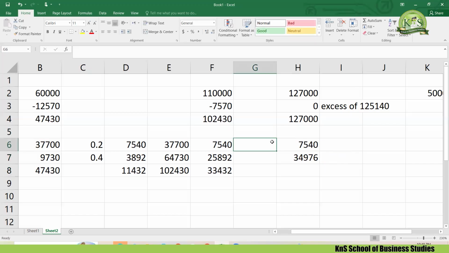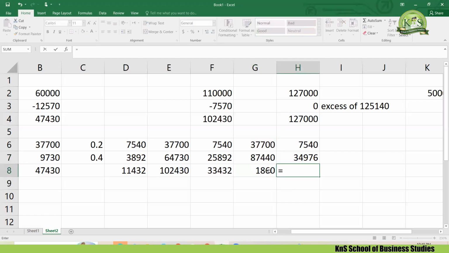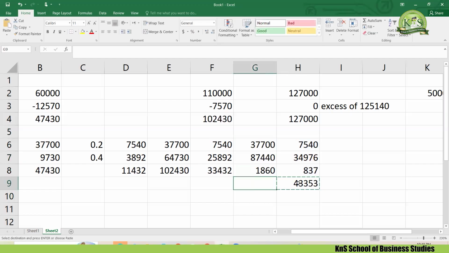How much income is taxed? 37,700. And 125,140 minus this. So currently, how much income is taxed? 125,140. But how much do I need? I need 127, which means 0.45. Let's sum it all up, because this one was the additional income.